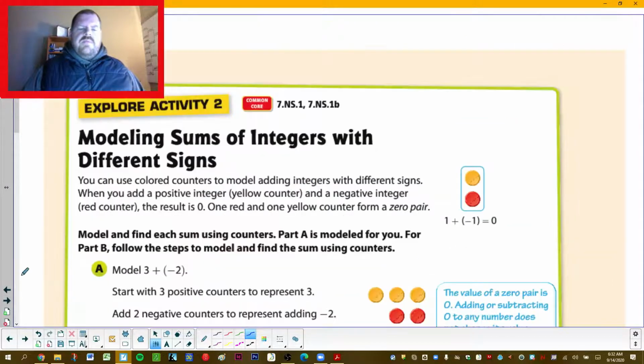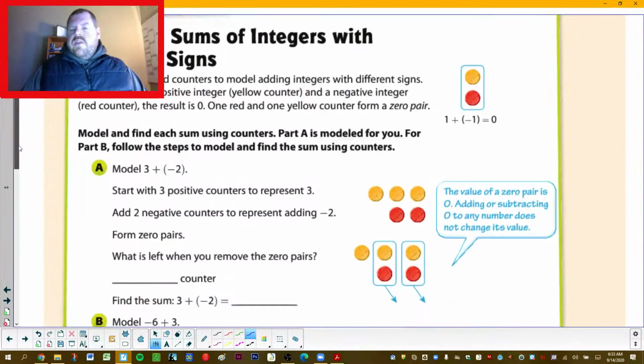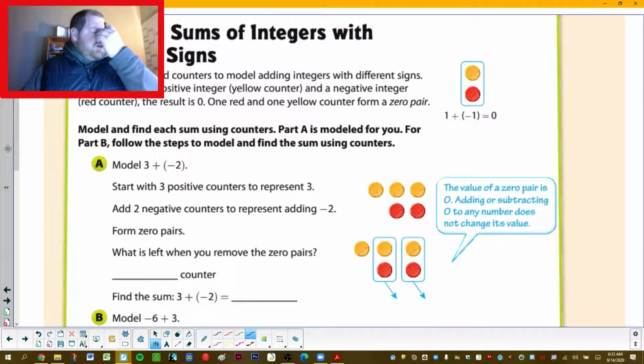Alright, now we're going to go over something that would probably be a little bit easier to do in class because we would have access to these counters. I'm going to show you a different way that's a little bit easier, something that you could probably do using a piece of paper and a pencil rather than having to have manipulatives. So we'll look at how they show it with the yellow and red counters, but most of the time we're just going to be dealing with plus signs and minus signs. This is a great way to look at it because if you're unsure about what to do, this can give you a good place to start.